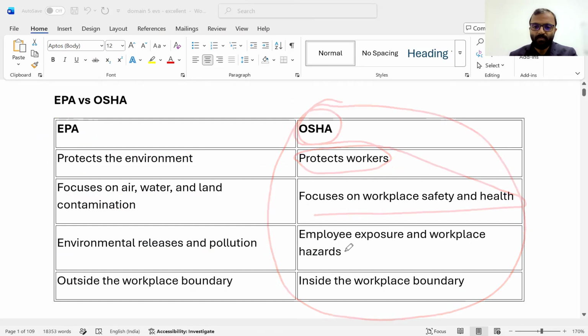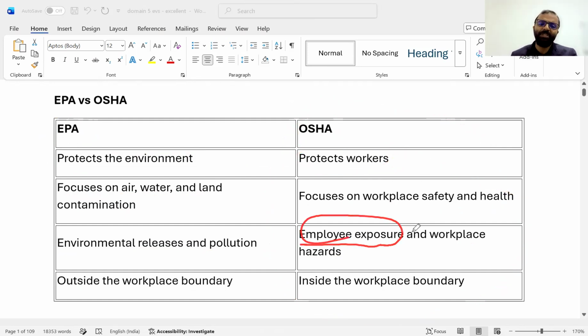Then employee exposure, they will be checking. But the Environmental Protection Agency is for the environment, air, water, and contamination, not the workers. Workers do not come here; workers come under OSHA. Outside the workplace boundary is EPA, and this is inside the workplace boundary. So this definition, this distinction, is very simple.